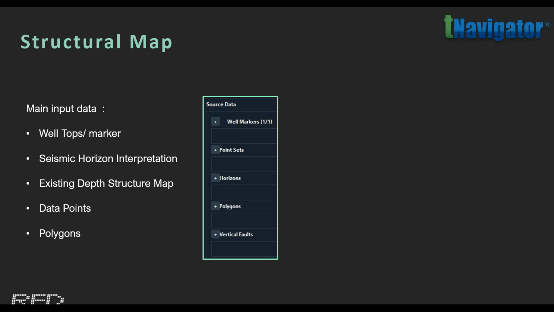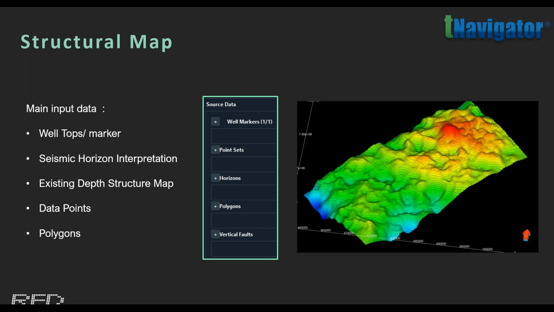You can use that and regrid the structural map. And if you have data points, that can be used as well, or polygons. And the combination of multiple data, you can use that as well, and then build a new structure map, a depth structure map in tNavigator.